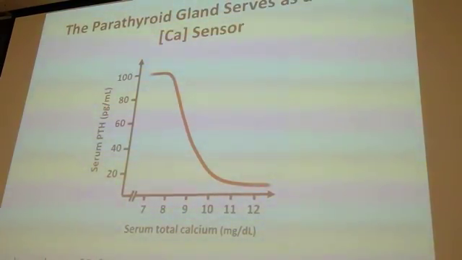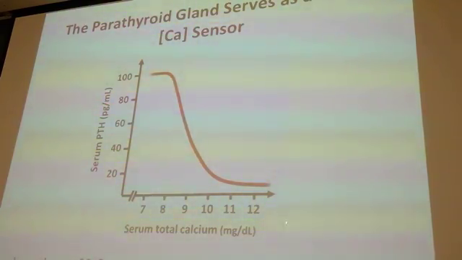Okay, so the parathyroid gland, which is what releases the parathyroid hormone, is going to be up by your thyroid gland, or on your throat, and serves as a sensor for blood calcium concentrations. So when the parathyroid gland senses that there's low calcium, it's going to increase the secretion of parathyroid hormone into the serum. And this is shown here in this graph.